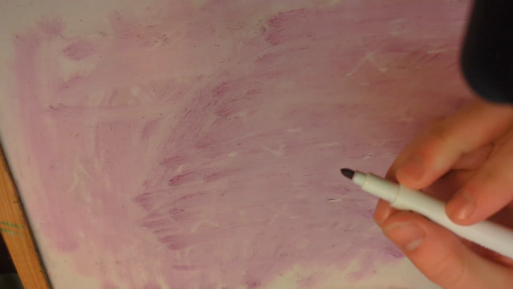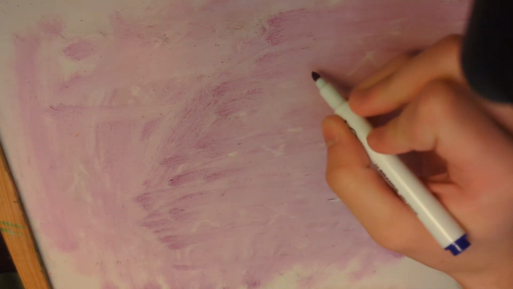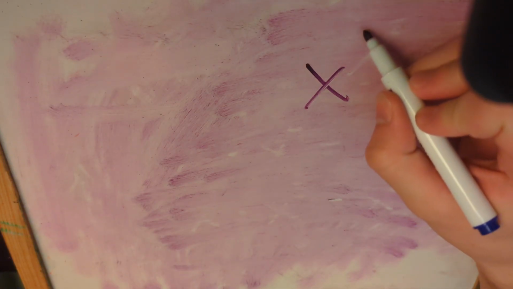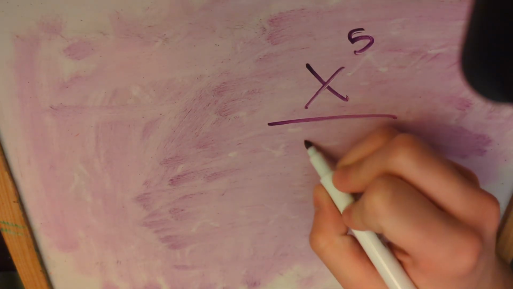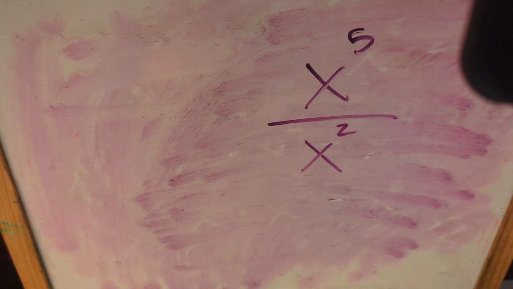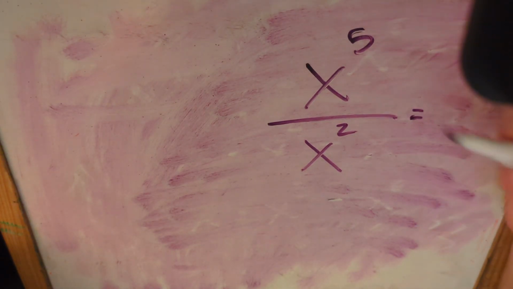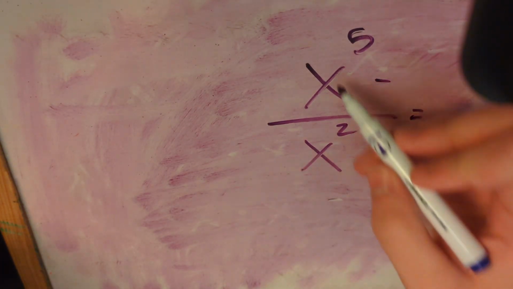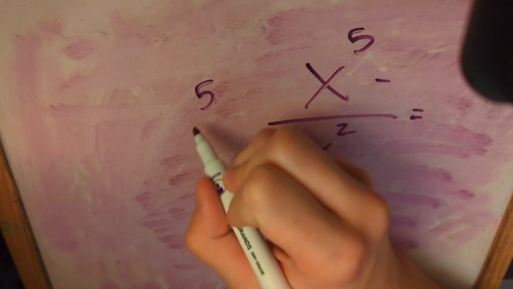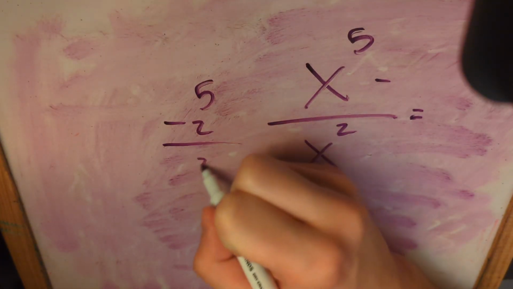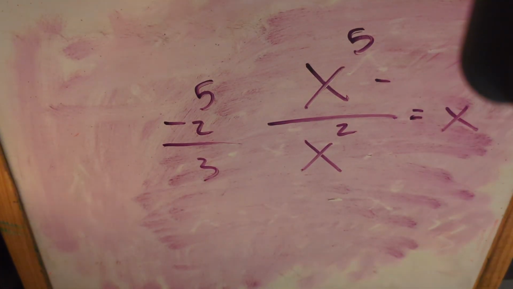Now, if you are going to divide exponents, or if you're going to divide two variables that have exponents, what you're going to do is you're going to subtract the exponents, right? So you'll take 5 minus 2 equals 3, so this will be x to the power of 3, right?